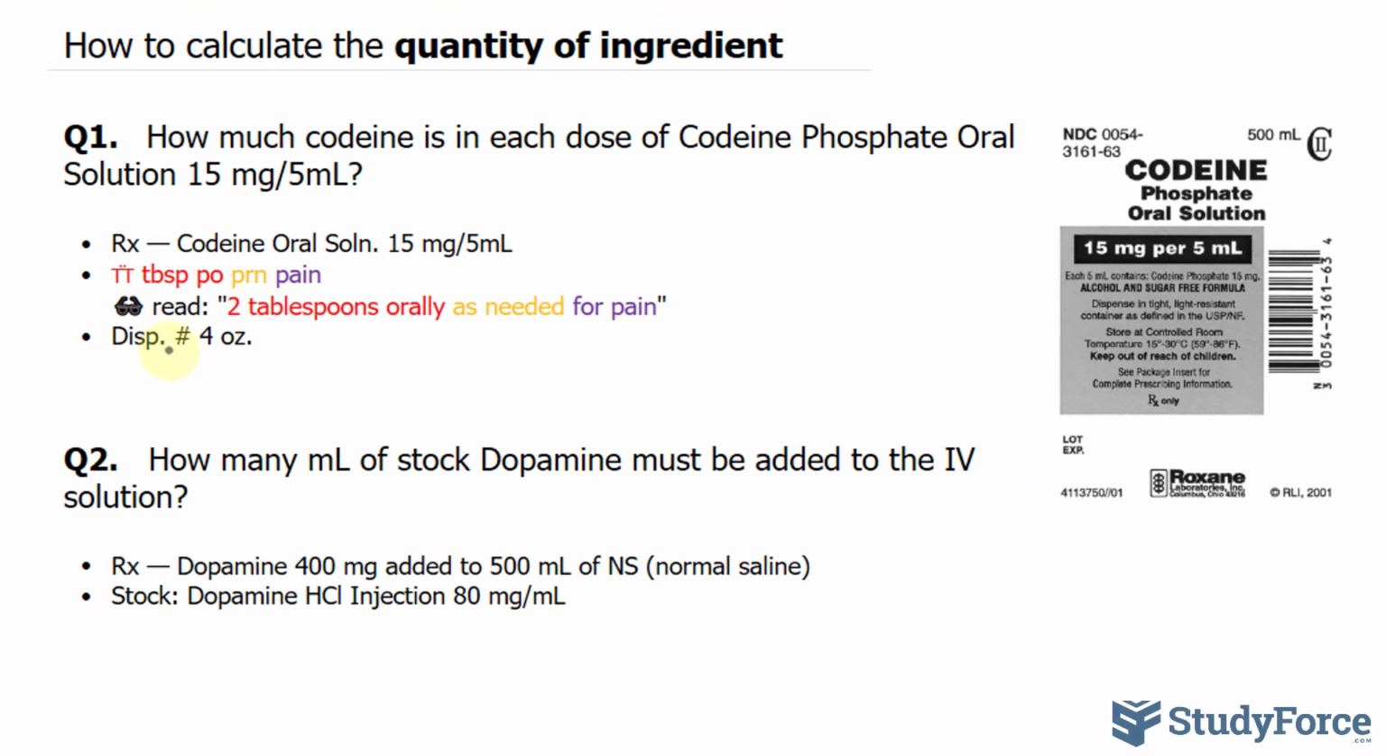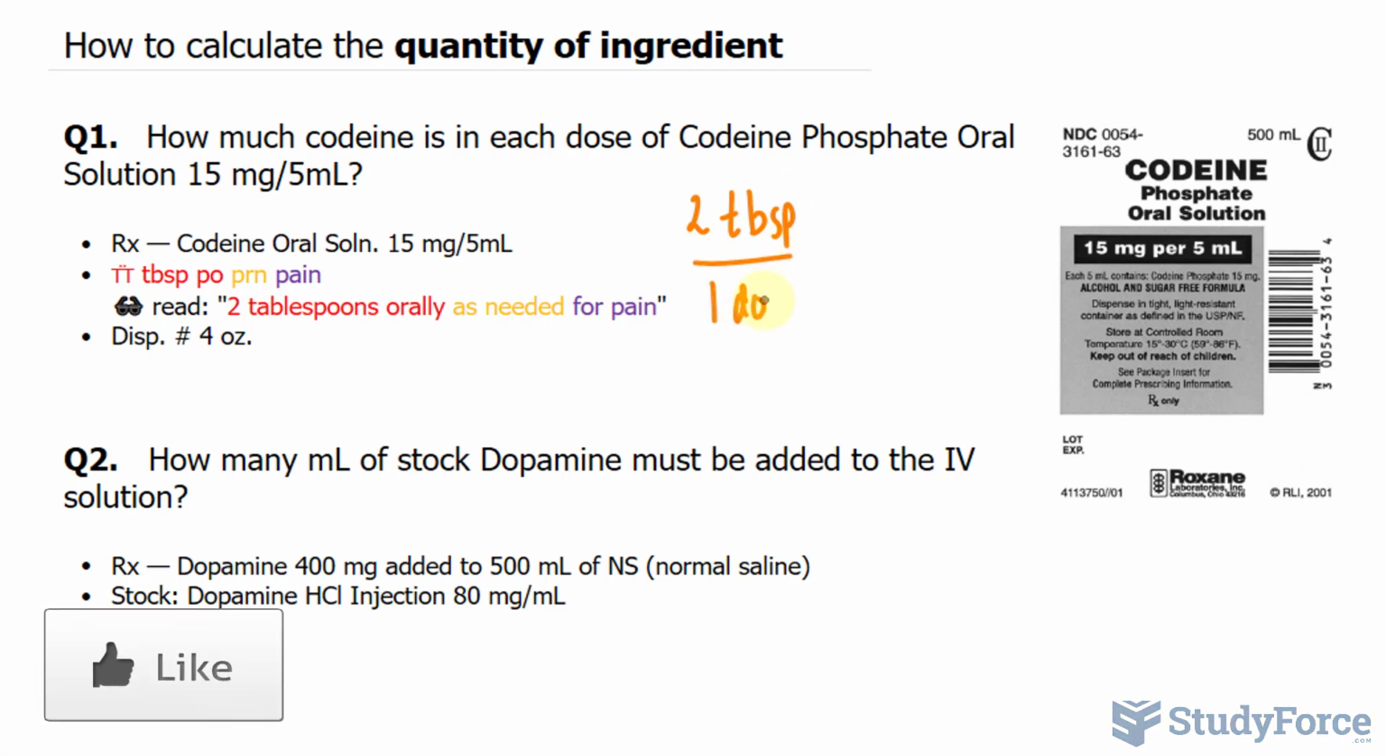So we're looking for the amount of codeine every time you use this medicine. For that, you have to understand that 2 tablespoons orally represents the dose. So we have 2 tablespoons per 1 dose. In addition, we're told that the strength is 15 milligrams per 5 milliliters. Now, since there's a mismatch of units, notice that this is in tablespoons, we can actually switch tablespoons to milliliters.